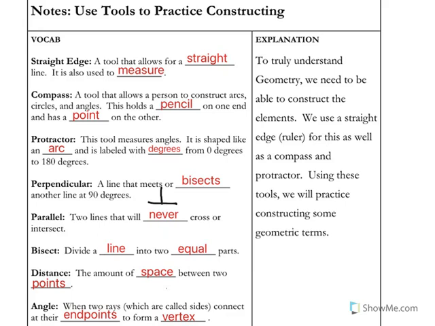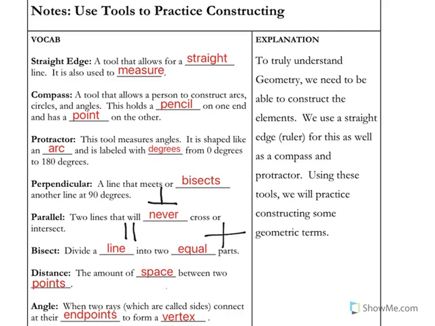Parallel. Parallel is two lines that will never cross or intersect. So parallel lines, the symbol is this. Two lines that basically are running alongside each other. Think of it as a road, the two sides of a road, the two sides of a river. Those are always going to be parallel. And then bisect, divide a line into two equal parts. And that's sort of a similar drawing to the perpendicular, except that you might go ahead and do it across like that. Distance, the amount of space between 2 points.